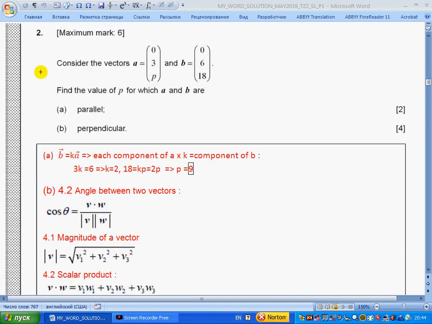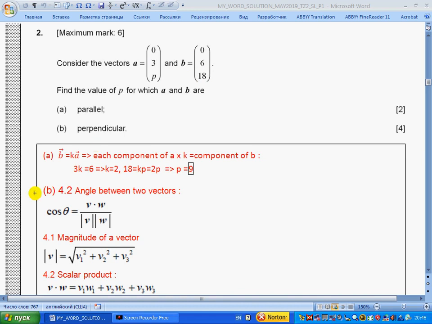Consider the vectors a and b. Find the p for which a and b are parallel. If they are parallel, then b will be equal to a multiplied by some constant k. And each component, for example, 0 equals k times 0, 6 equals 3k, 18 equals pk. Because 6 equals 3k, we find k is 2, and 18 should be equal to 2p, so p equals 9. Perpendicular.